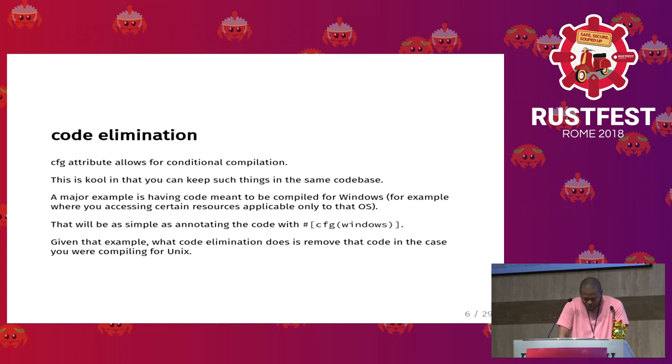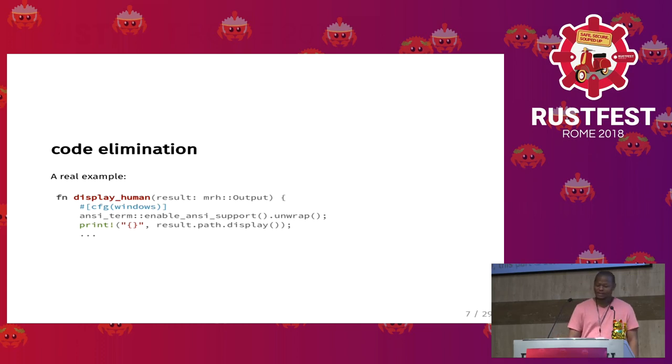Here's an example of conditional compilation, where you'd use a cfg, for example, when you want to compile code for Windows. Let's look at an example from some code that I wrote in a crate. You'll see that second line says cfg windows. It means that the ANSI term enable ANSI support function will not compile on Linux. Whenever you build for Linux, remember we have cross compilation, that code does not exist, that ANSI term.